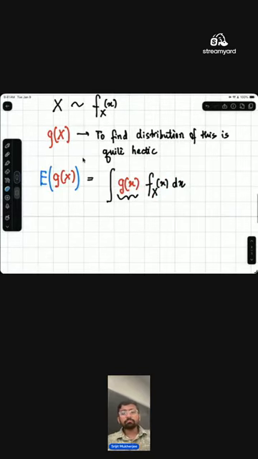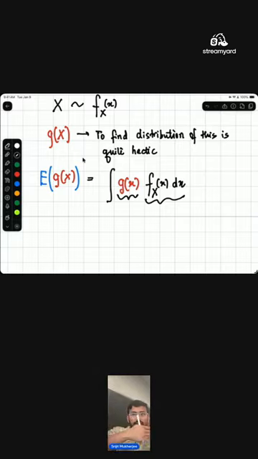The reason being, you can prove that after you do the transformation, there is a Jacobian kind of sense. There's a change in the space, and the relative change in the space gets cancelled out. That's the whole idea. So that's why it comes out to be this, and it's called the LOTUS, law of the unconscious statistician.